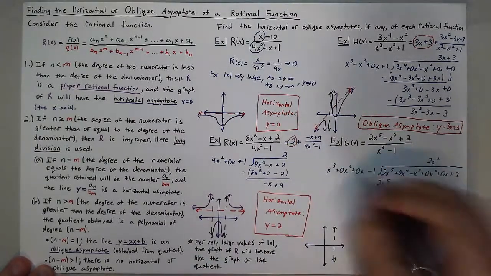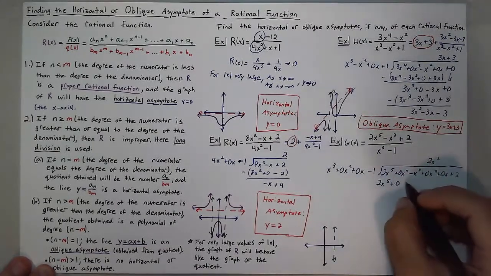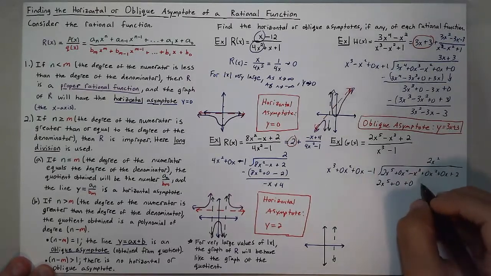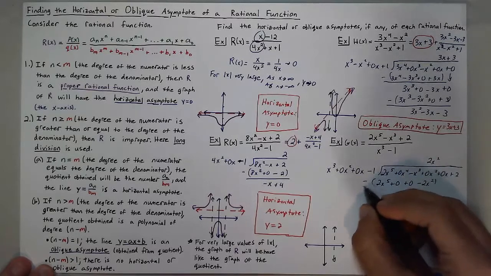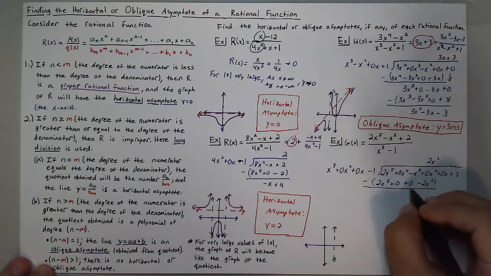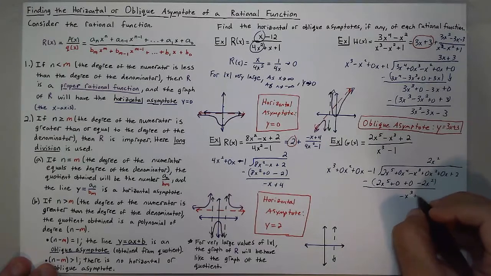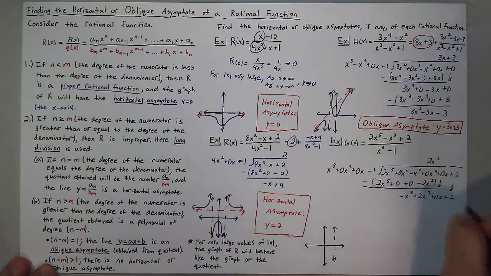2x squared times 0 is 0. 2x squared times another 0 is another 0. And then 2x squared times negative 1 is negative 2x squared. And I'll subtract that away. 0, 0. Negative x cubed minus 0 is negative x cubed. 0 minus negative 2x squared is positive 2x squared. Then we'll carry down the other two terms, 0 and 2.